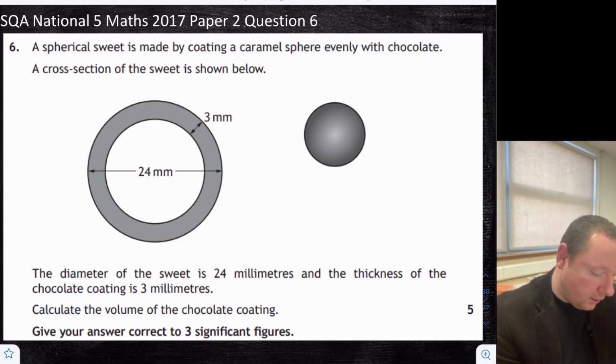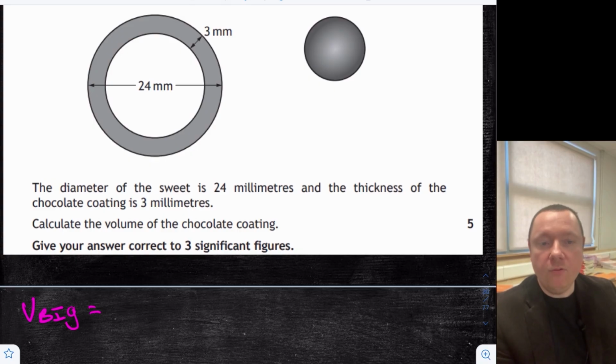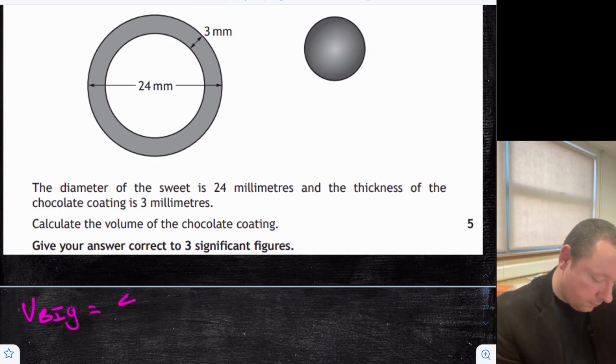So the volume of the coating is not a full shape, so it's a takeaway again. So I need to do the volume of the big sphere minus the volume of the small sphere, and that will give me what's left in between. So it's a takeaway. So let's do our big sphere first. The volume of a big sphere, remember from the start of the exam paper, 4/3 pi r cubed.